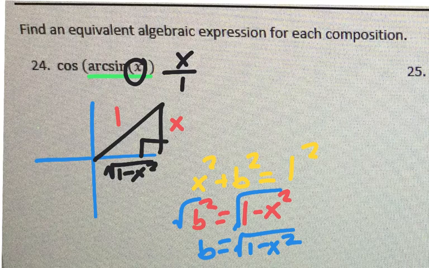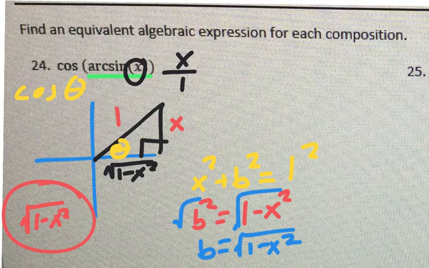Do I know what this angle is? I don't, but it's still my central angle, theta. So I have drawn the triangle that I need for arc sine of x. I don't know what the angle is, but right here's that angle. We could call it theta. So then what's the next question? The next question would be find cosine of that angle theta. Well, the triangle's already drawn for us. There's no point in drawing it again. So what is cosine of theta? Cosine is the adjacent over the hypotenuse. So that would be the square root of 1 minus x squared over 1, which is just the square root of 1 minus x squared.